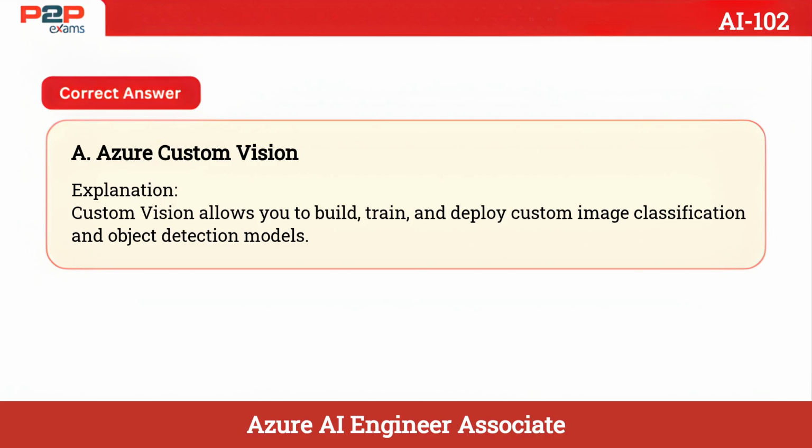The correct answer is A. Azure Custom Vision. Explanation. Custom Vision allows you to build, train, and deploy custom image classification and object detection models.